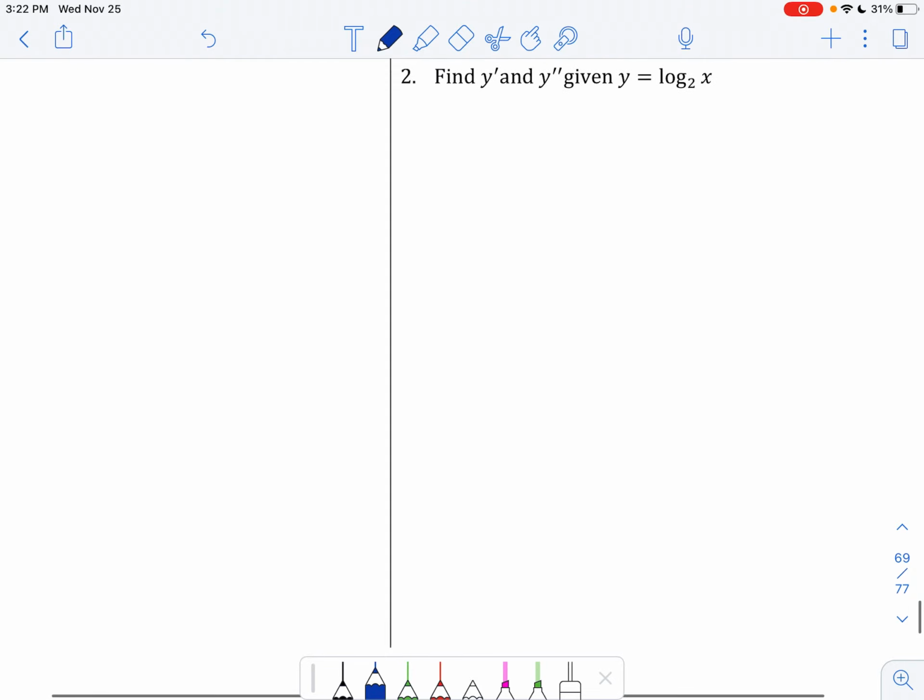Number 2 asks, find y prime and y double prime, so the first and second derivative of y equals log base 2 of x. So we have a different base here than ln. This just means that a is equal to 2. So using our formula from before, y prime is equal to 1 over x times the ln of 2. That's just using our formula.